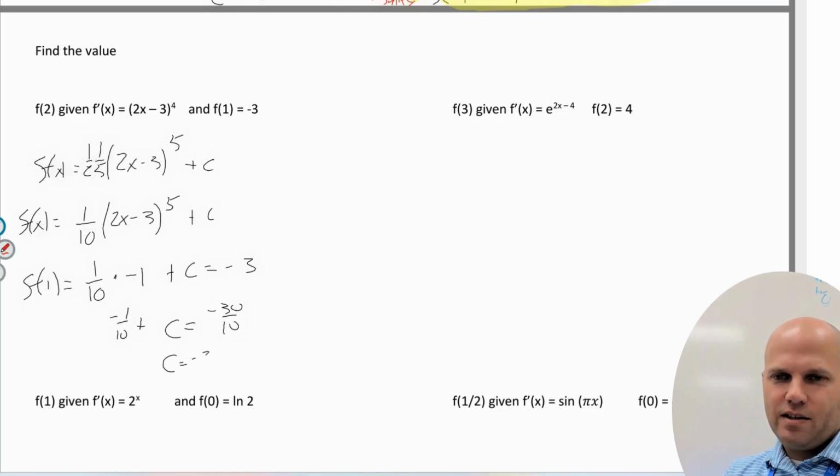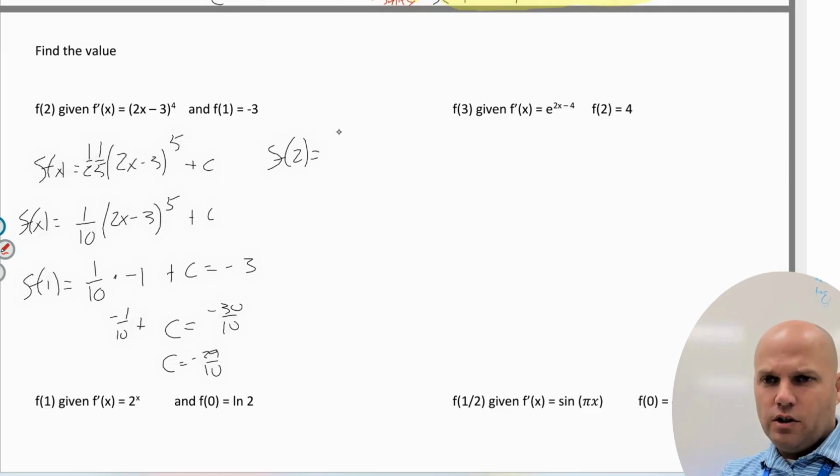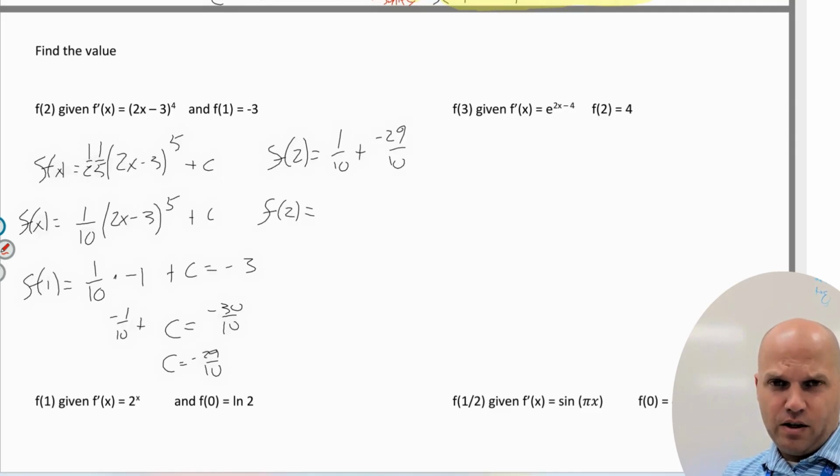Negative 29 tenths. Therefore, f of 2 is 1/10 plus negative 29 tenths, which is easy enough to simplify. Negative 28 tenths or negative 2.8.